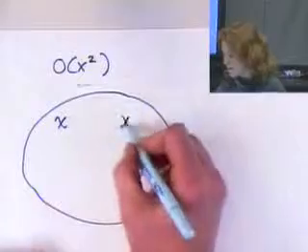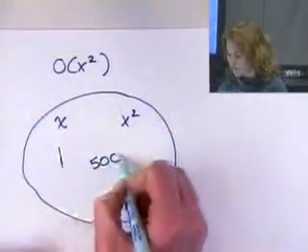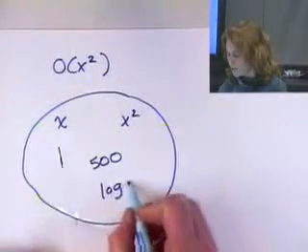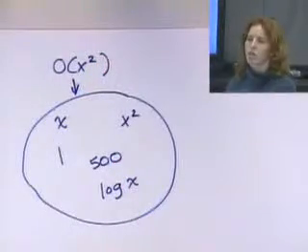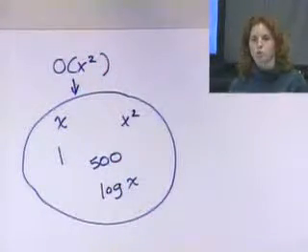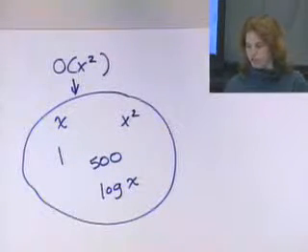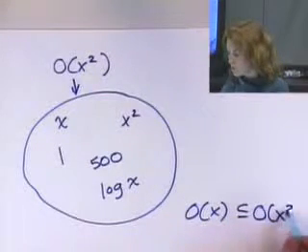X is in there. X squared is in there. Constants are in there. Any CX. Log X is in there because it's smaller than X squared. So now we've got the idea that Big O of X squared is all the stuff that's smaller than or equal to a constant times X squared. So Big O of X is actually a subset of Big O of X squared.